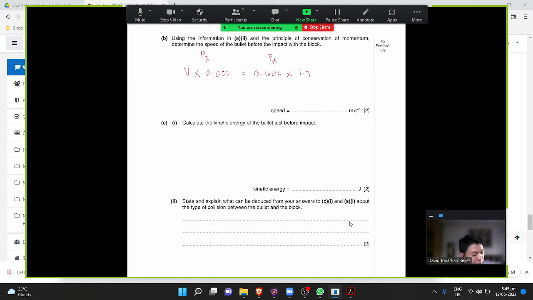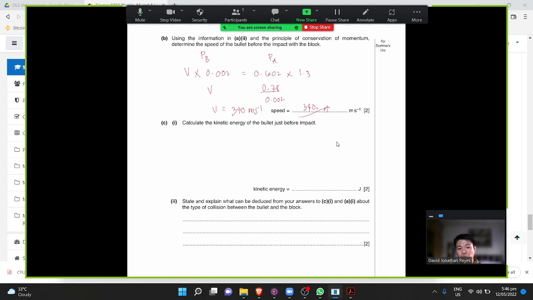This is momentum before, this is momentum after they hit each other. So 0.602 multiplied by 1.3 and you get 0.78. This is v times 0.002, so divide 0.78 by 0.002, and you will have v equals 390 meters per second. Makes sense. Bullet moves very fast.